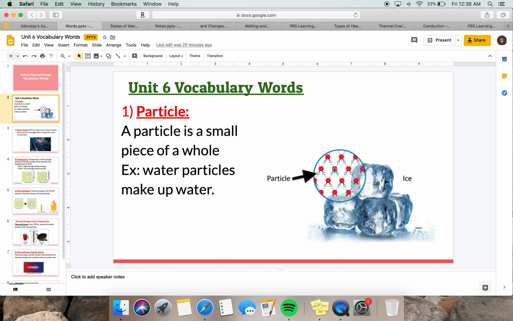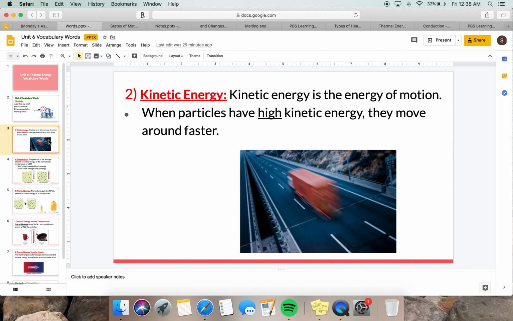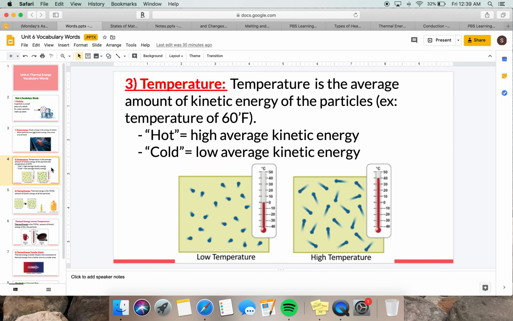However, when these particles start to vibrate more and more, when they start to move around more and more, you're going to say that the particles have high kinetic energy because they're moving around faster. So again, kinetic energy is the energy of motion. When particles are moving around fast, they have high kinetic energy. And when particles are moving around low or slowly, they have low kinetic energy. Now number 3, temperature. Temperature is the average amount of kinetic energy of the particles.